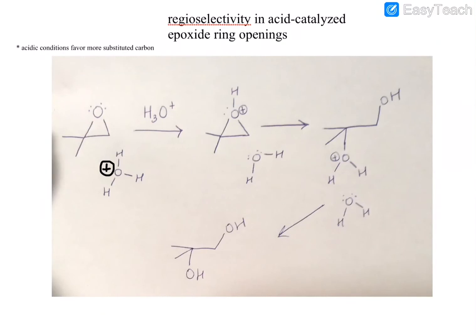So as we did before, the oxygen will first be protonated, leaving a positive charge. And next, a water molecule will attack the more substituted side. So this cleaves this bond, and the alcohol is now on the right side, and nucleophilic addition happens at the more substituted carbon. Another water molecule can now deprotonate this oxygen, leaving you with your end product of a tertiary alcohol and a primary alcohol.